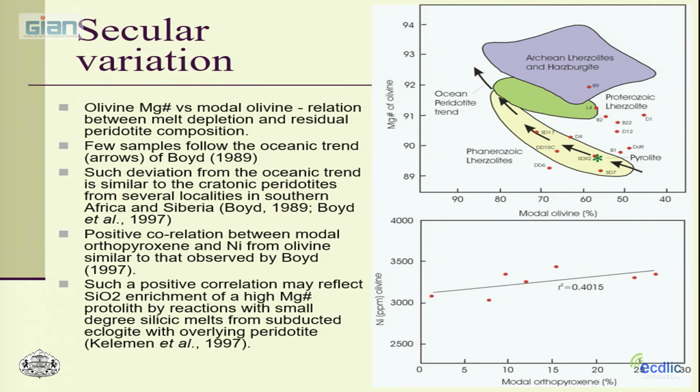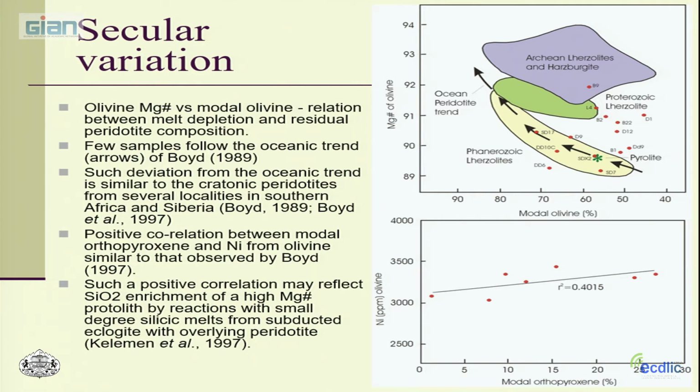this particular domain, the Archean lherzolite and harzburgite, which Michel spoke about from the Kaapvaal Craton or the other regions, whereas over here they are mostly coming from the younger Phanerozoic part. Okay. So they relatively represent a younger subcontinental lithospheric mantle. So olivine Mg versus modal olivine, the relation between melt depletion and residual peridotite composition.